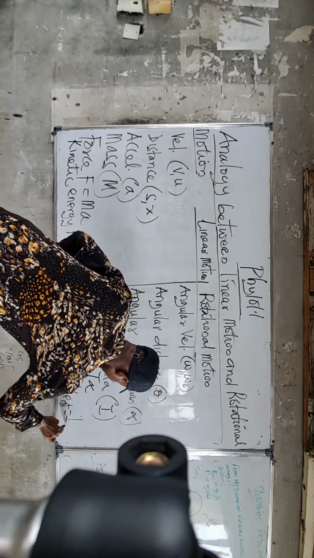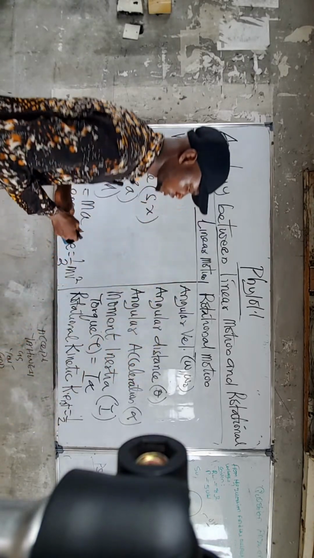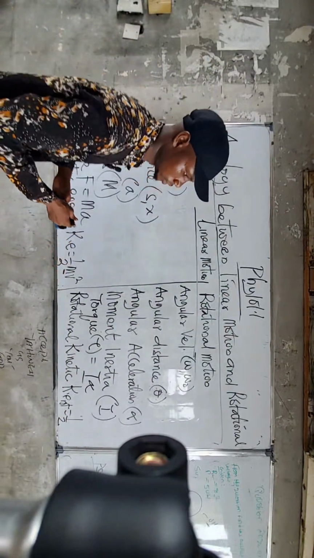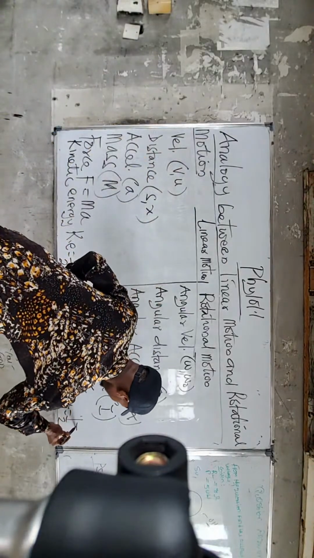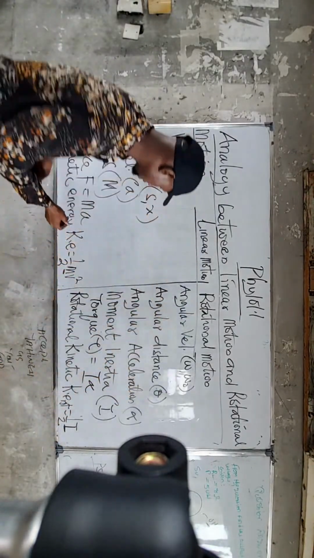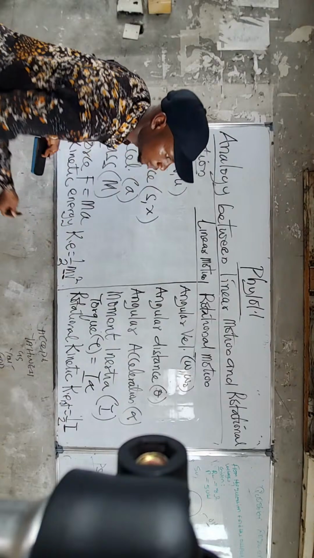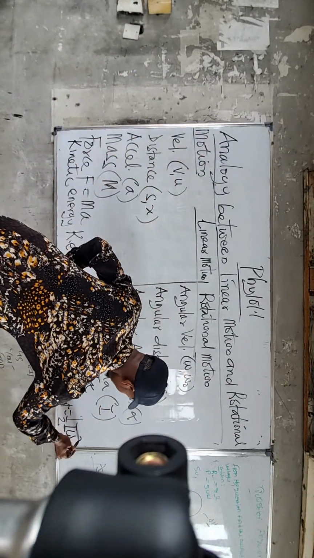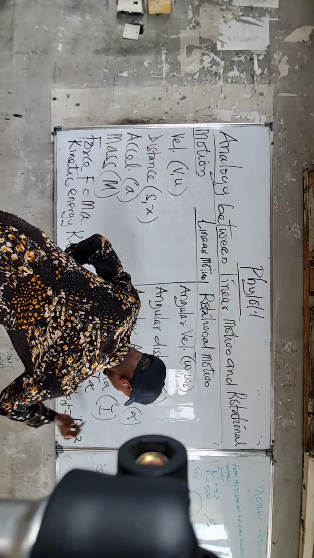This is the 1/2. The 1/2 is a constant value here. So what do we take as our M here? Our M is I. Please take note. Now what do we take as our V here? Our V here, which is final velocity, is omega, which is omega squared. Okay, please take note.